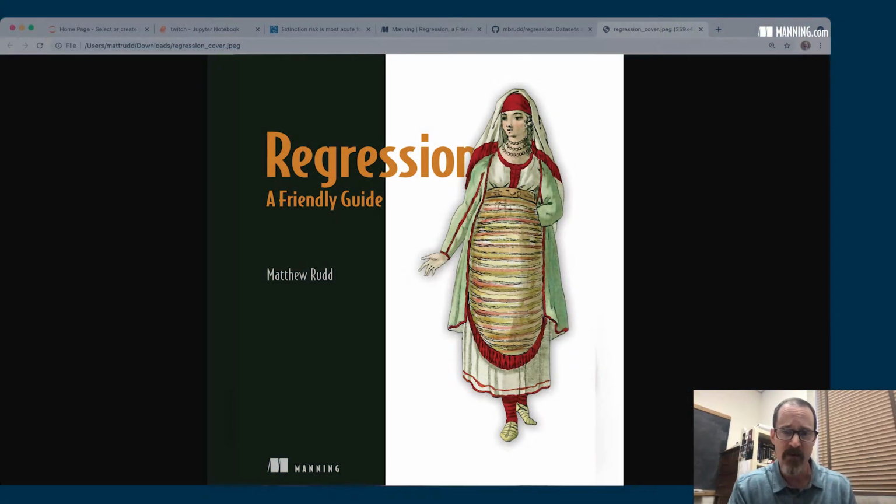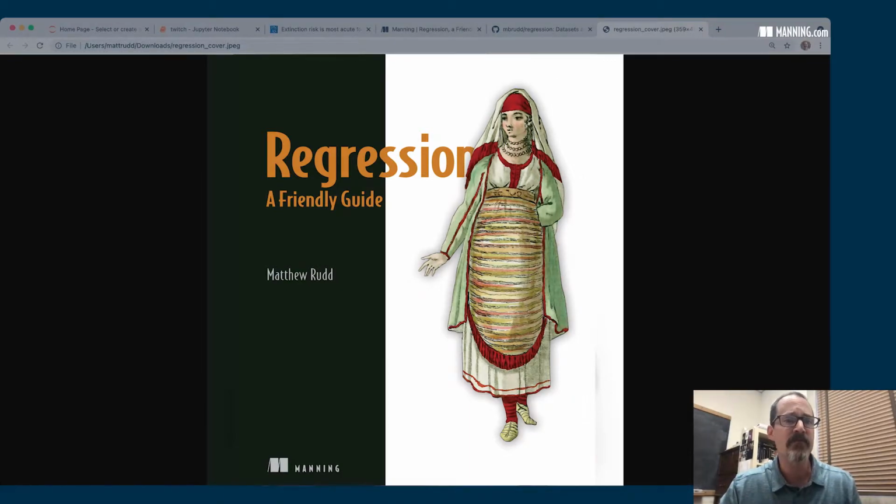Matthew Rudd. I'm writing the book Regression, A Friendly Guide, as you can see on screen. This is a new MEAP for Manning. I'm going to go through a case study that is a nice example for linear regression and logistic regression. These are two of the topics in the first few chapters of my book.